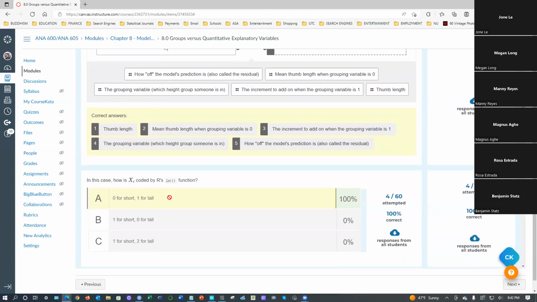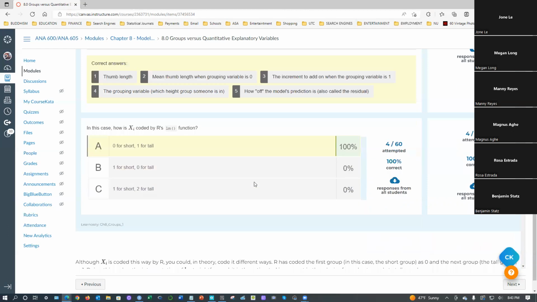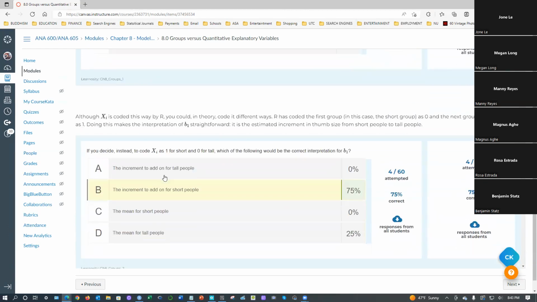Error is how far off the model's prediction is, also called the residual. Error can be considered a term we utilize for the population, but interchangeably we're going to use residual, error, or deviation. Another word is deviation. So B1 is the increment to add on for tall people.